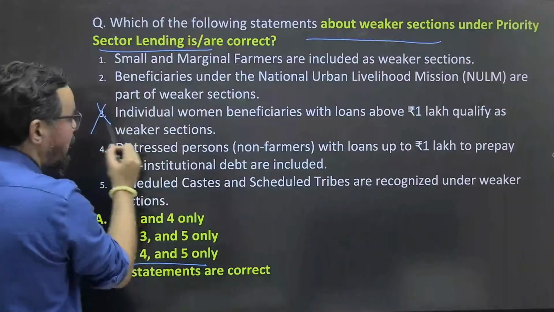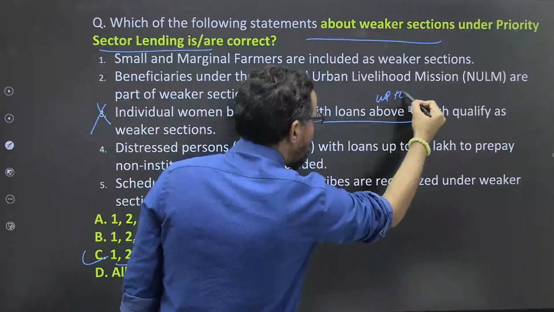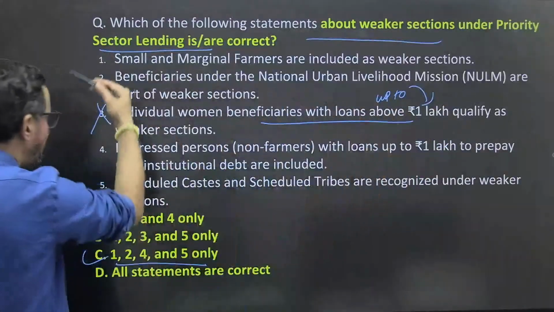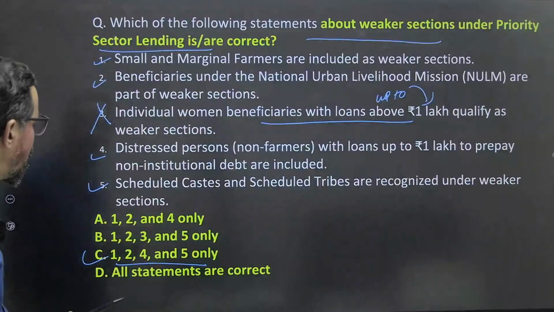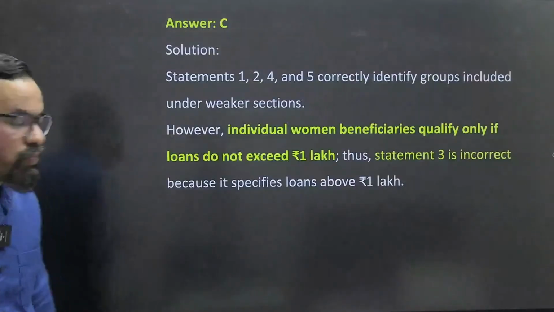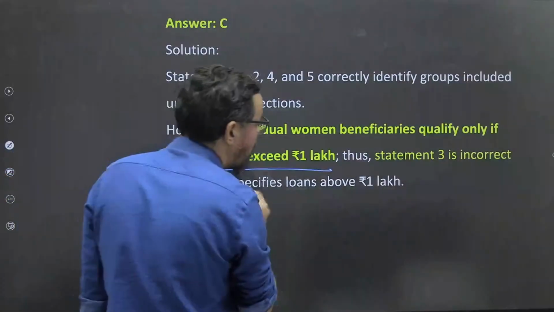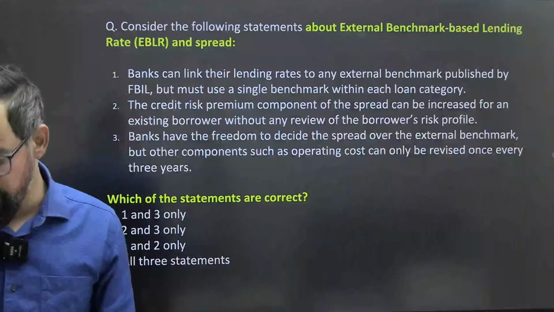Only one statement is incorrect, this one. This should be up to 1 lakh, not above. ठीक है, not above that. Remaining statements are correct. ठीक है, these all statements are correct. So 1, 2, 4, 5. That means C should be the right answer for this one. ठीक है, it is not exceeding 1 lakh. ठीक है, for women also it is not exceeding 1 lakh. Why are you people saying D?